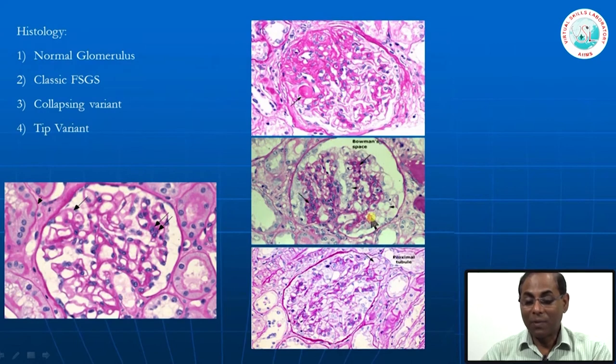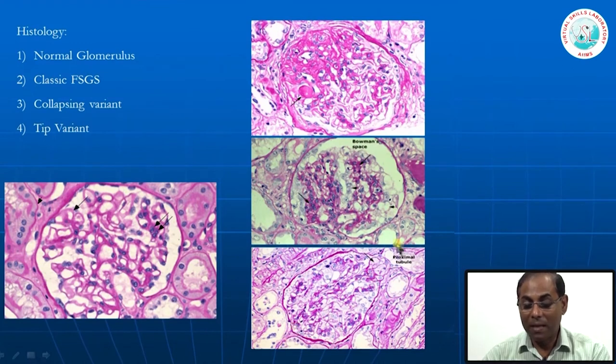And if you come to this side, you see these capillary loops which are actually collapsed together, along with the visceral epithelial cells which are all swollen up, and they are increased in number, proliferated. So, this is typical of collapsing glomerulopathy.